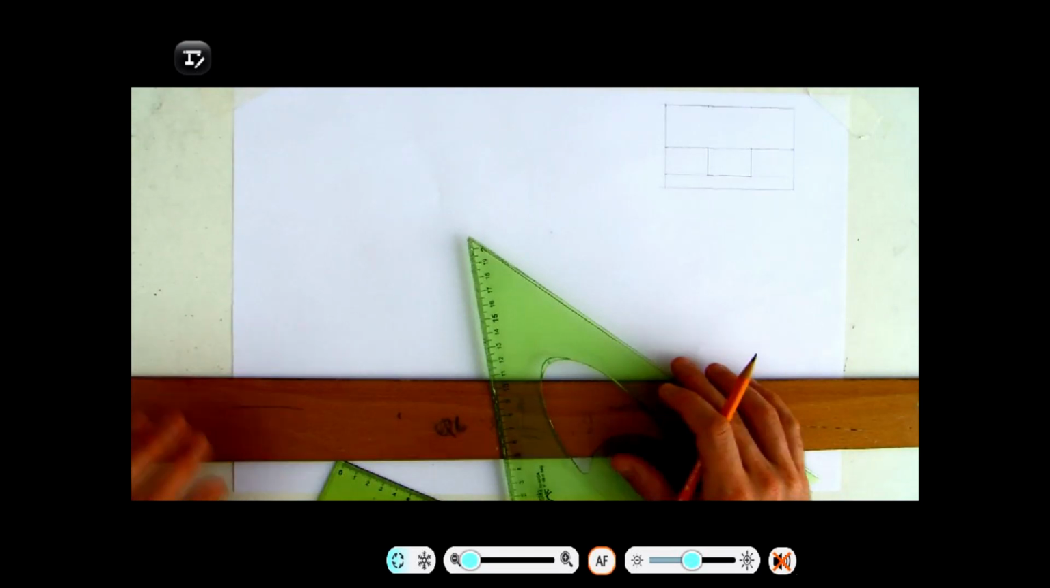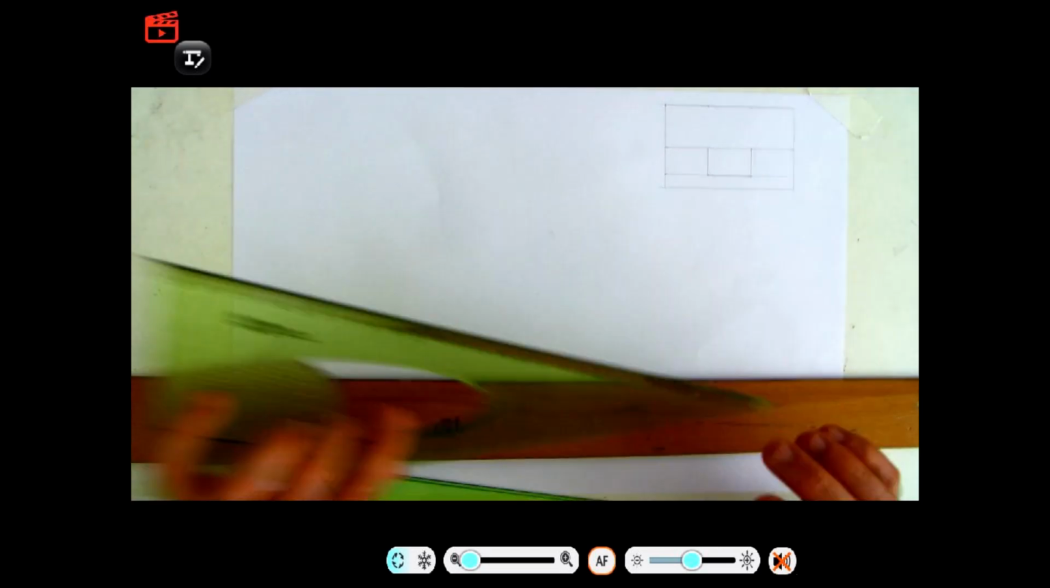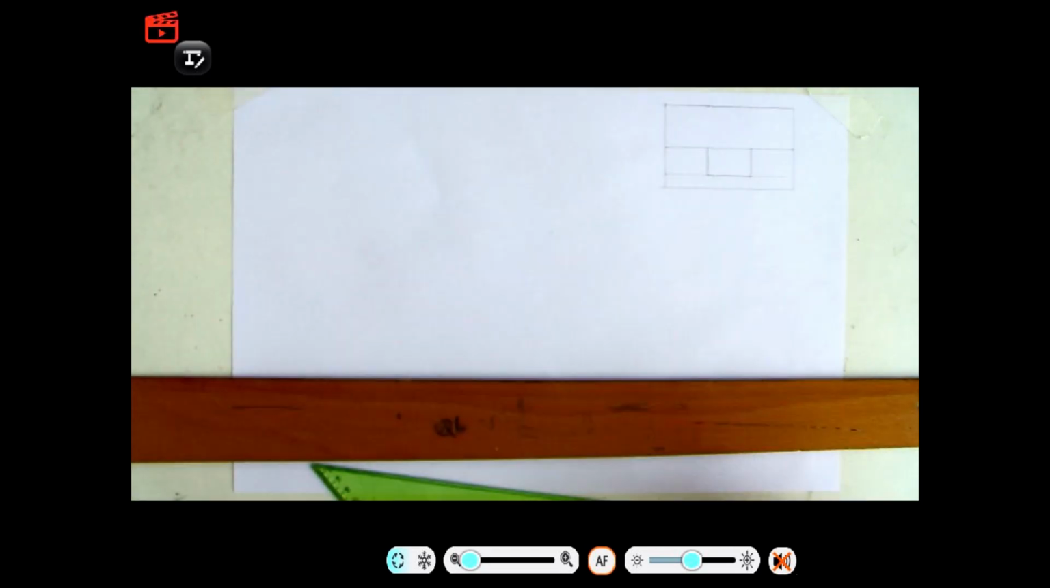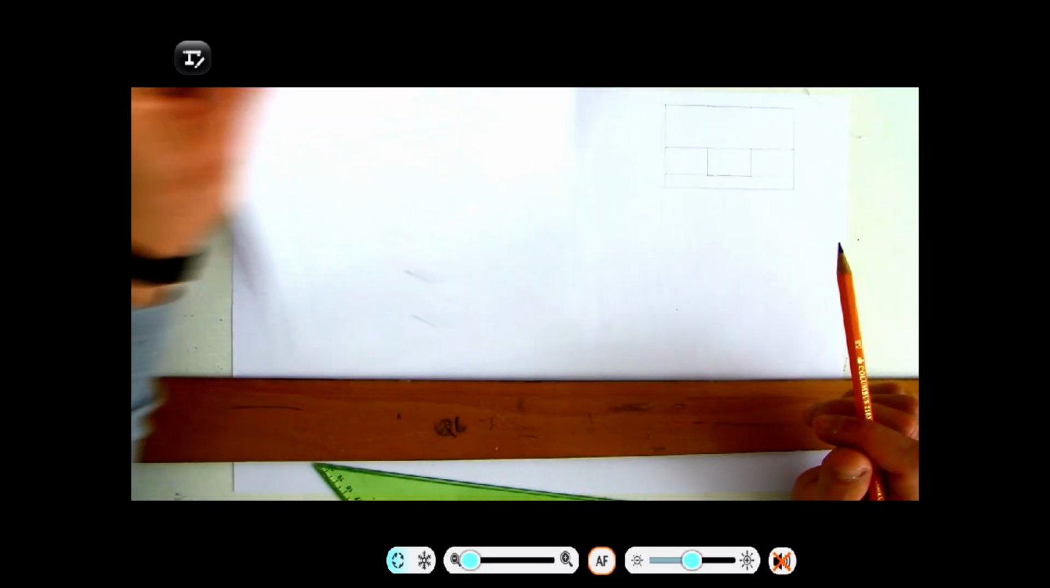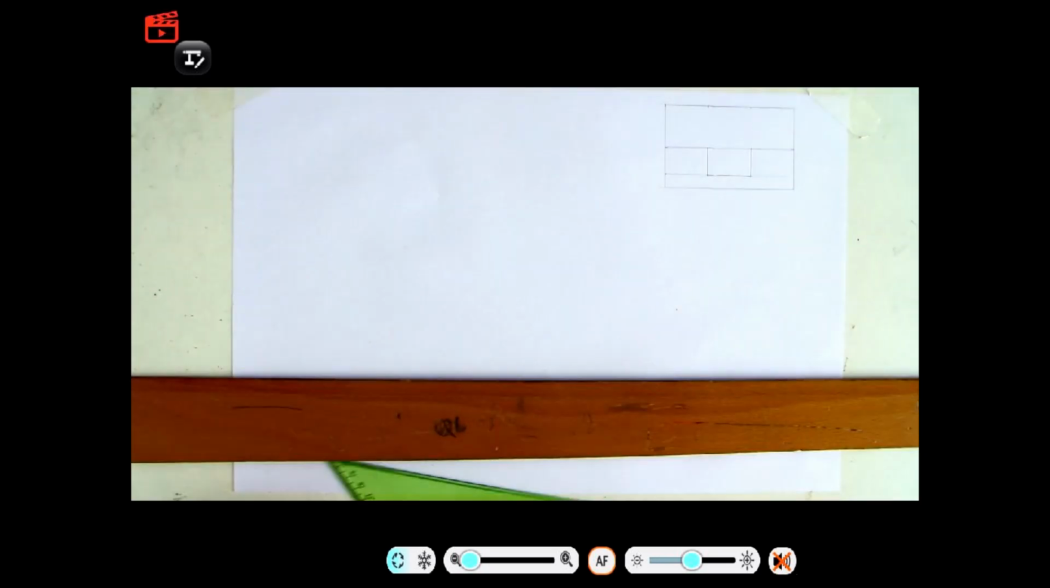So we have our plan view drawn there. There are 3 heights involved in this question. There is 15, 50, and 65. We don't need them just yet, but it's just good to note that there are 3 heights involved.